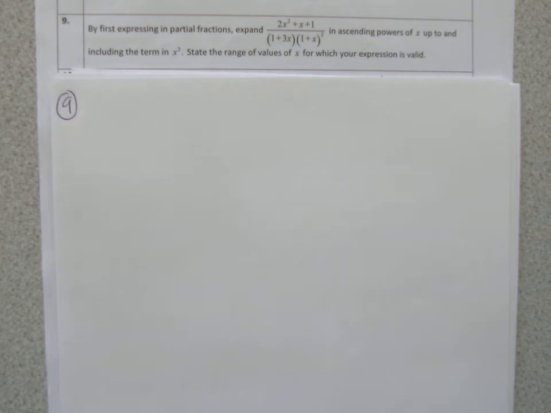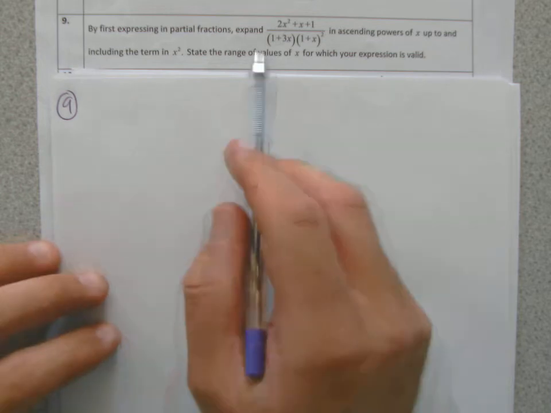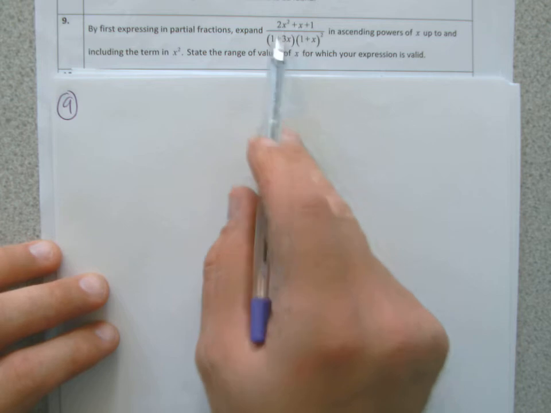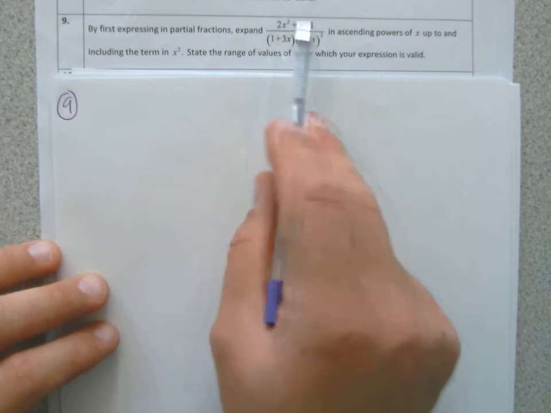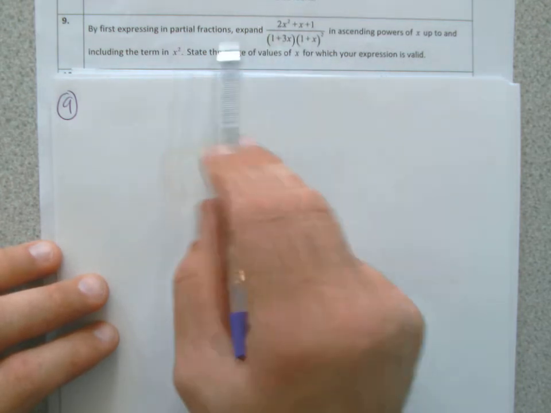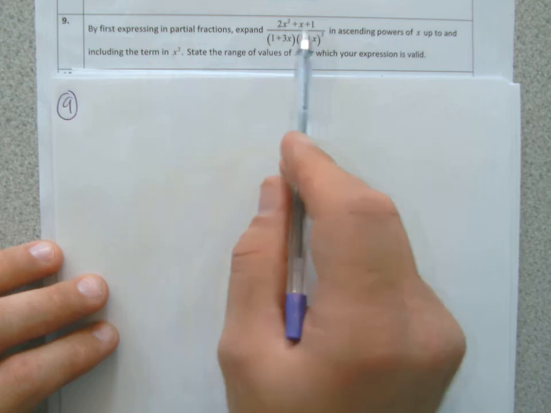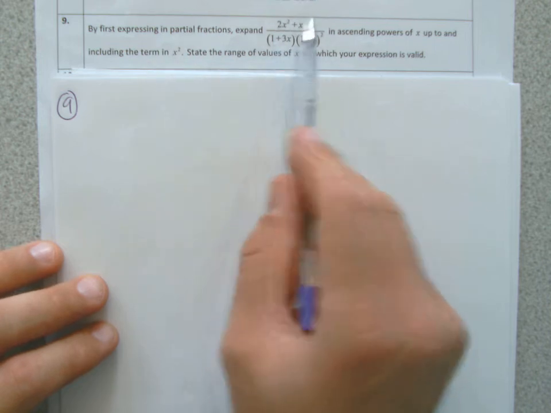The first expression in partial fractions, expand in ascending powers of x up to and including the term in x squared. State the range of values for x for which your expression is valid. So it says by first expressing in partial fractions, of course here, you would need to do that before you expand using the binomial expansion, because you've got all these x's on the top.